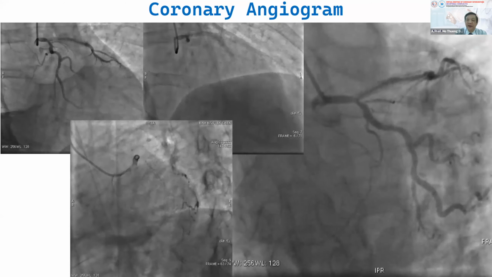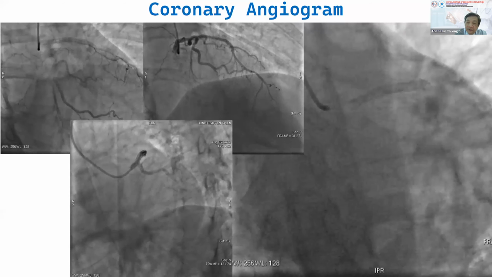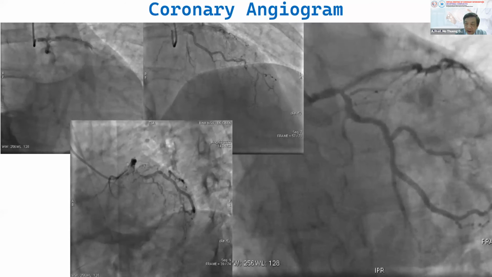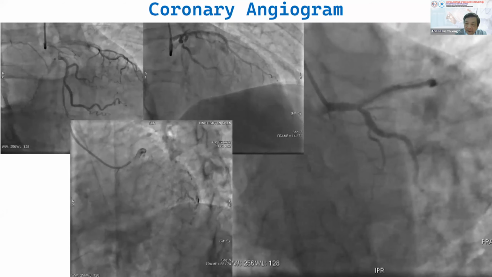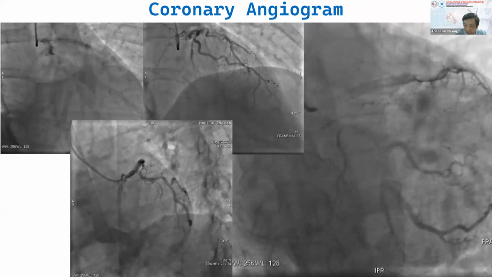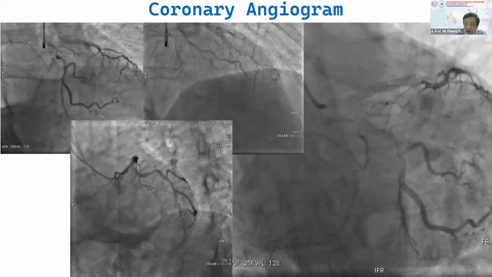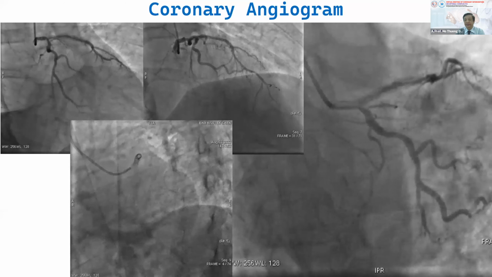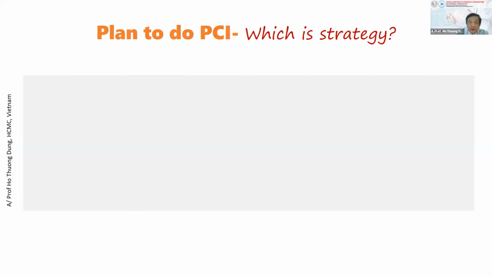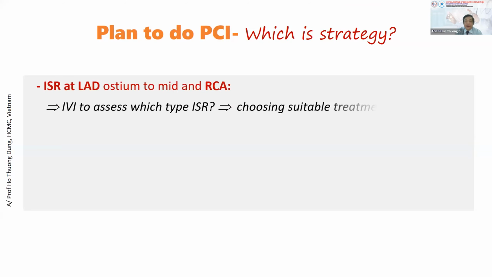You can see here very clearly a stent covering from the ostium to the proximal segment of LAD, in combination with distal left main disease involving the ostium of LAD and circumflex. And we plan to do PCI with a strategy. The patient has in-stent stenosis of the LAD and RCA, so I think we must use IVUS to assess which type of in-stent stenosis, to choose a suitable treatment.